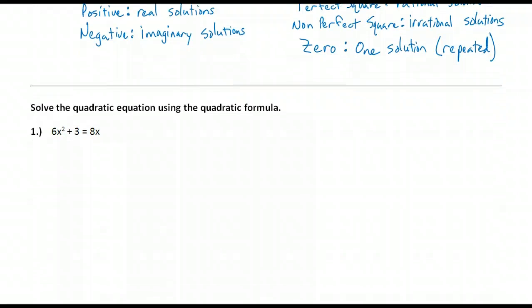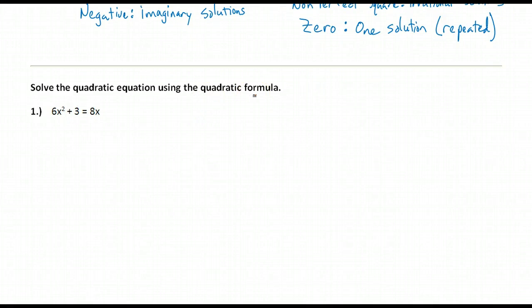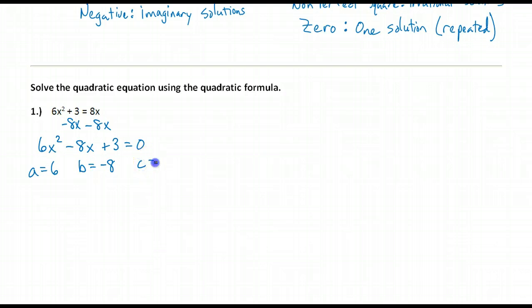Let's look at a quadratic equation and solve it using the quadratic formula. Step 1 is to set the quadratic equation equal to 0 by subtracting 8x from both sides of the equals. 6x squared. Now I'm going to write my x term, then my constant. Notice that my powers of x go 2, 1, none. Now I'm going to identify a and b and c.